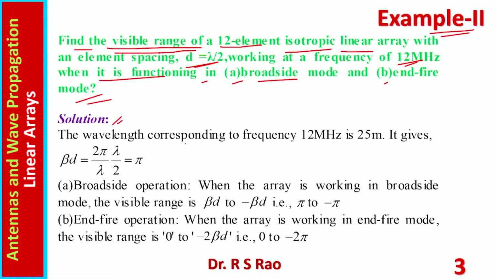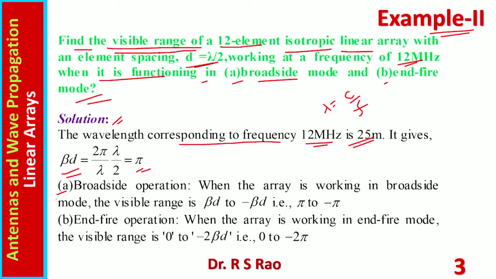Solution. Wavelength corresponding to the given frequency 12 megahertz is 25 meters. Lambda can be obtained using the formula lambda is c by f. c is 3 into 10 power 8 meters per second and f is 12 megahertz. So lambda in this case is 25 meters. It gives beta d. Beta is 2 pi by lambda. d is given as lambda by 2. So it turns out to be pi.